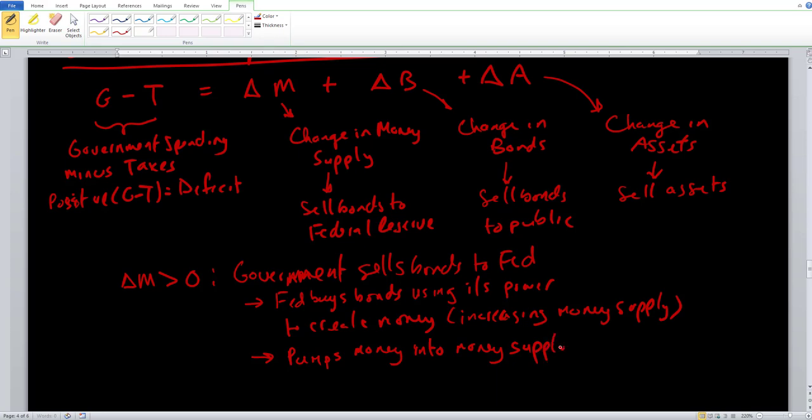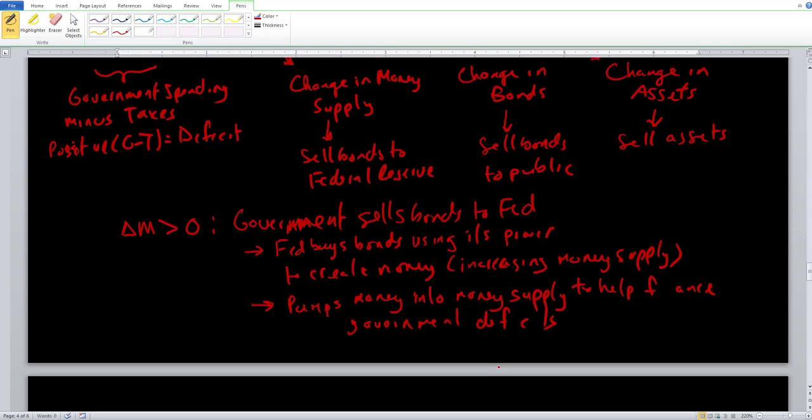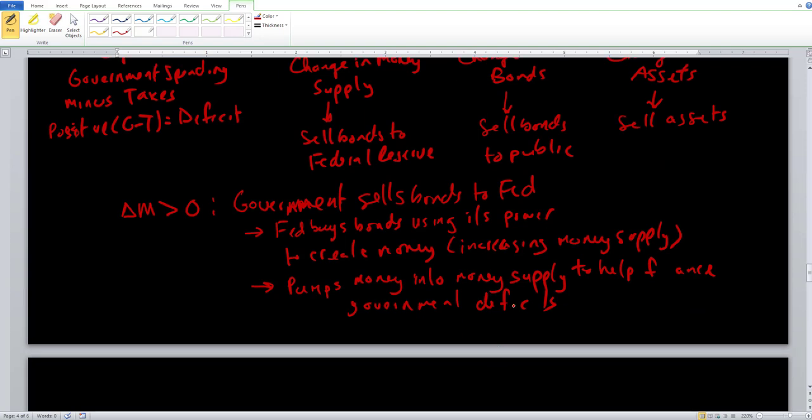And when they do so, that's going to help finance government deficits. And this entire process that we work here in this change in M, there is a special name that we can give to it. It's called monetizing the debt.